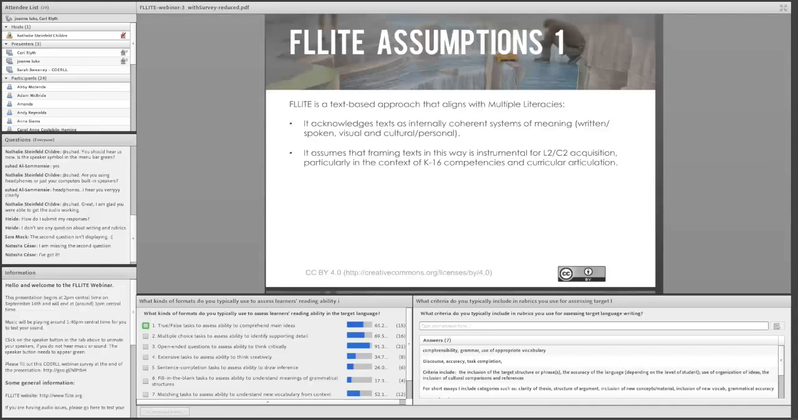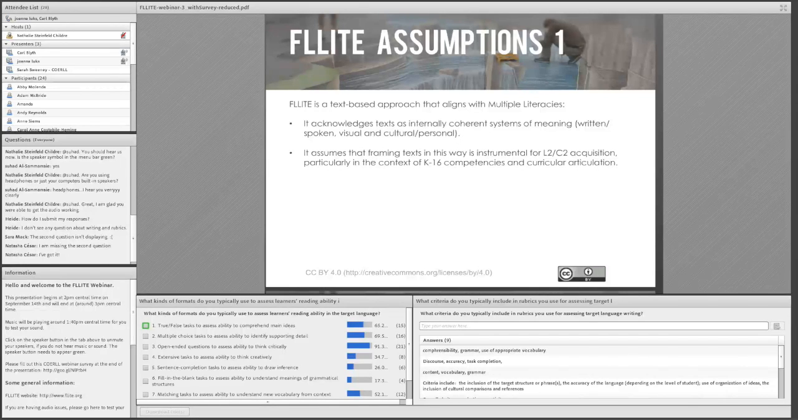The first is, as Carl mentioned earlier, that FLLITE is a text-based approach that aligns with multiple literacies. So two things really come to the fore. The first is that it acknowledges texts as internally coherent systems of meaning. So that can involve written, spoken, visual, cultural, personal modes. The second is that it assumes that framing texts in this way, meaning framing them as internally coherent systems, is instrumental for acquisition not only of the foreign language but also of the foreign culture. And all of this particularly in the context of K through 16 competencies and curricular articulation, because very importantly, one of the goals of this approach is to help bridge the gap between language, cultural, and literary studies.